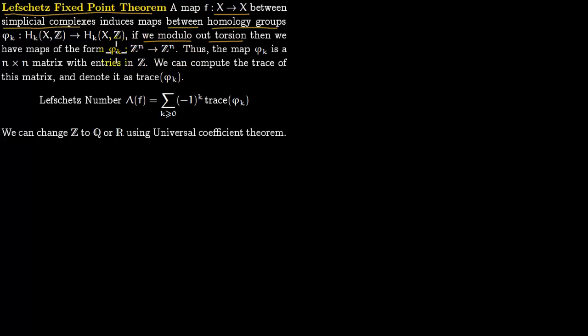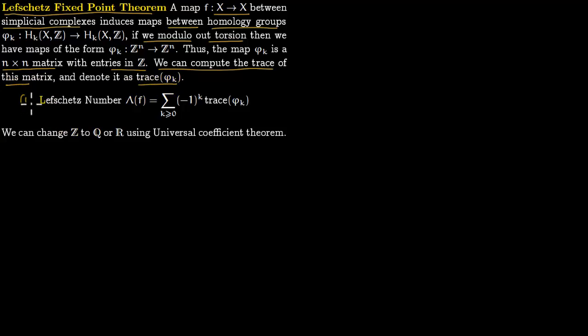Obviously again there are a large number of maps like this. You have phi 0, phi 1, phi 2, and so on, each mapping Z^n to Z^n. That means it is an n by n matrix with entries in Z, so we can take the trace of the matrix. The trace of the matrix is just the sum of the elements lying on the diagonal. So we can compute the trace of this matrix and denote it as trace phi k.